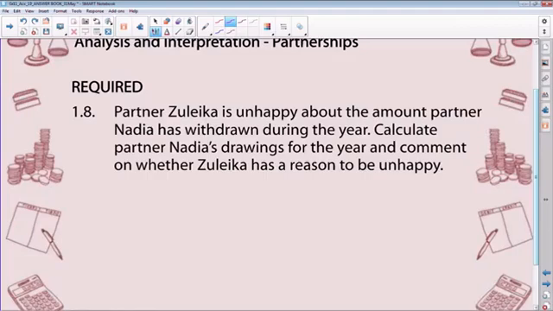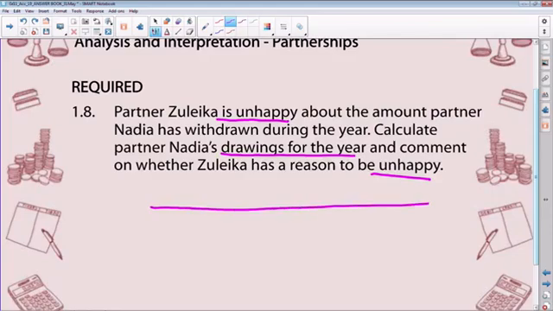1.8, partner Zuleika is unhappy about the amount partner Nadia has withdrawn during the year. So partner Zuleika is not happy. Let's see why. Calculate partner Nadia's drawings for the year and comment on whether Zuleika has a reason to be unhappy. The question wants us to calculate firstly how much Nadia has taken out of the business, her drawings for the year, and then comment on why Zuleika is unhappy about whatever Nadia has taken from the business.